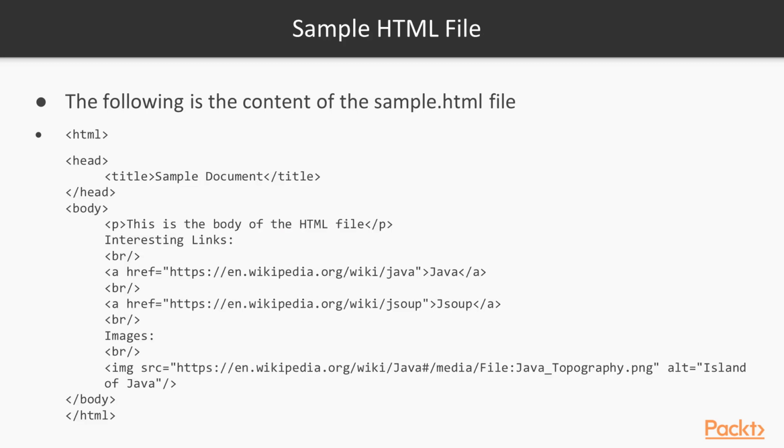Instead, what we're interested in is the text or perhaps other elements such as the links. The sample HTML file we'll be using is shown here. As you'll see, it's a very simple HTML file. It has a head tag with a title tag where we have sample document as the title. In the body, we have a single paragraph with several links and an image. These will show how we can access this information from the actual web page.